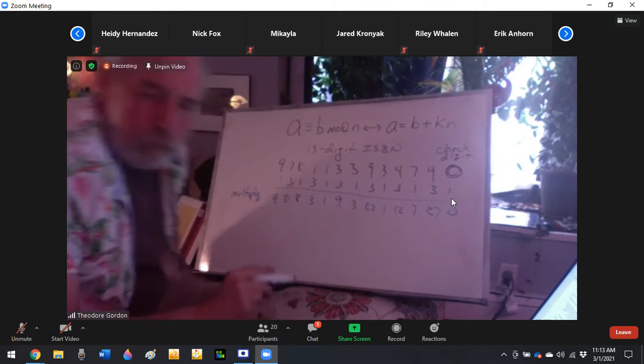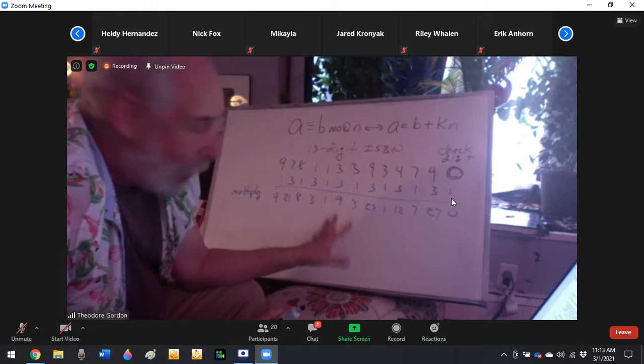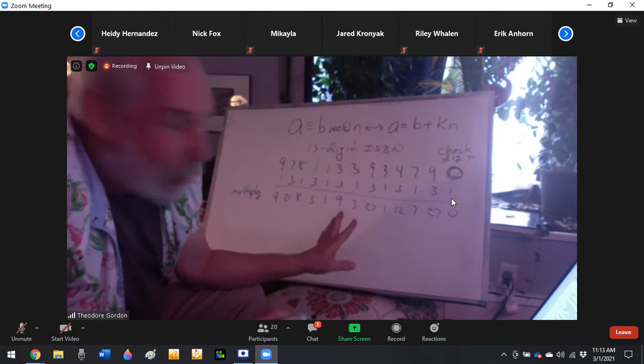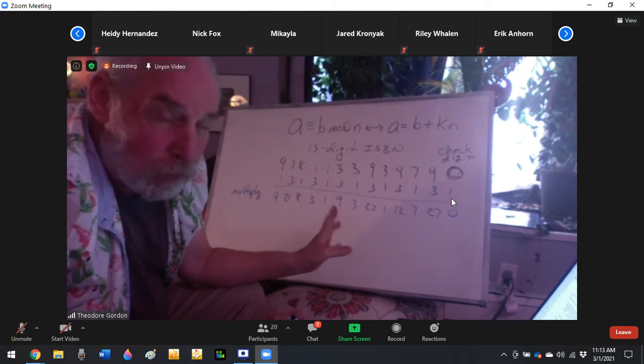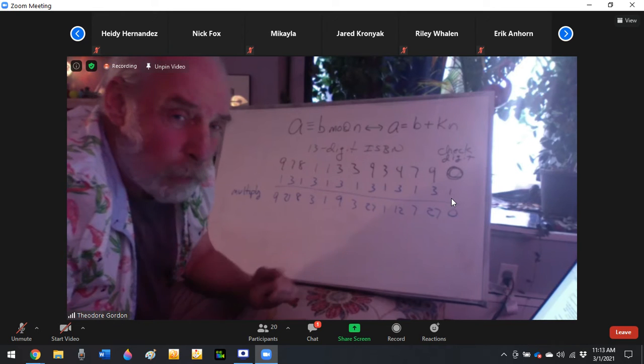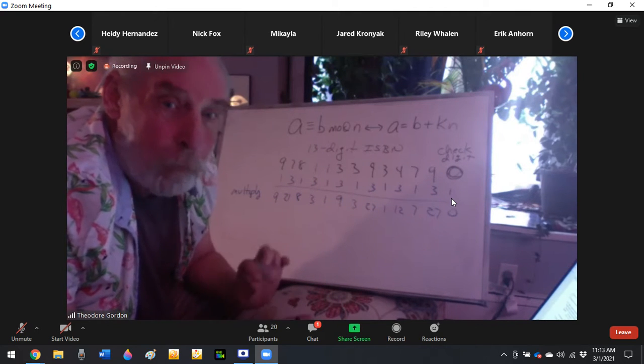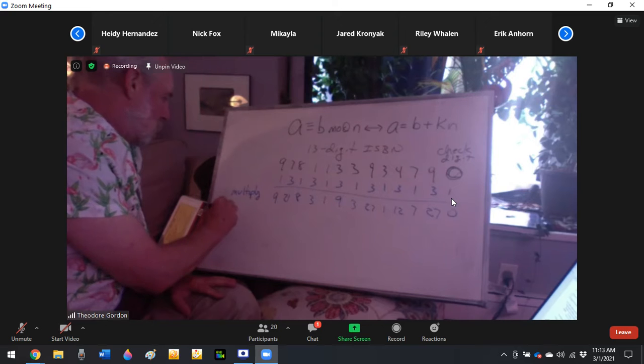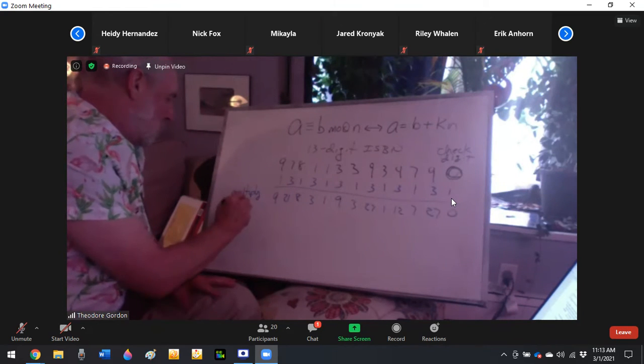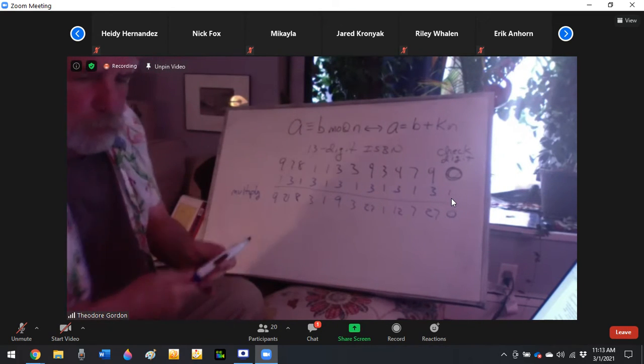Okay, now we're going to add these numbers, but instead of adding the numbers like this, because we're likely to make a mistake, we're going to reduce all of these numbers mod 10. Let me use a different color here.